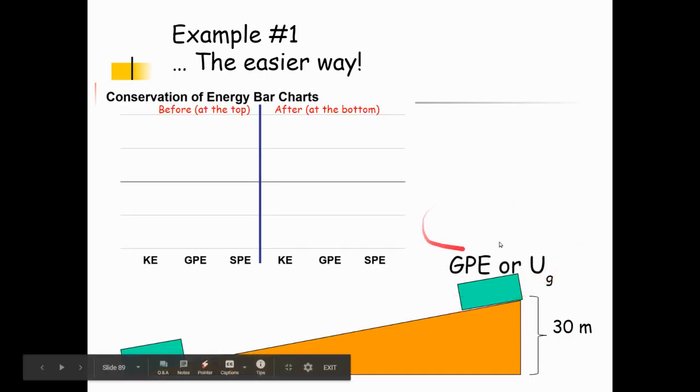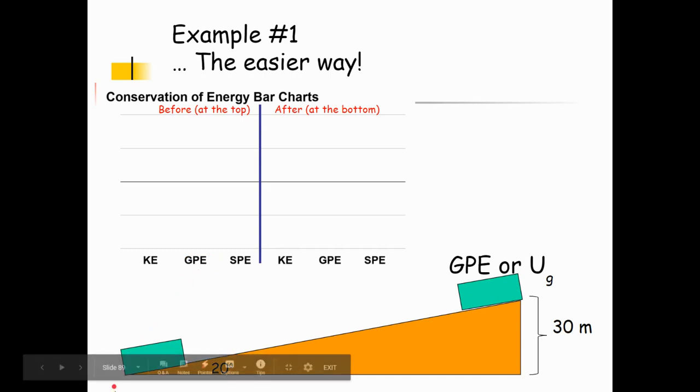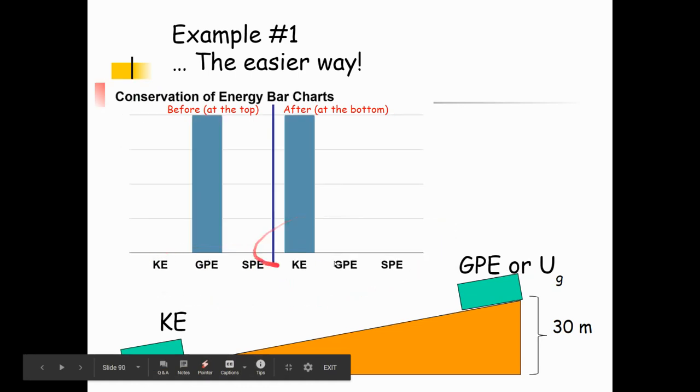So at the top, I have gravitational potential energy. And at the bottom, my height is going to be basically 0. So when you think about GPE, it's m times g times your height. And if your height is 0, then my GPE will be 0 here. So this is the bar chart that I end up with.